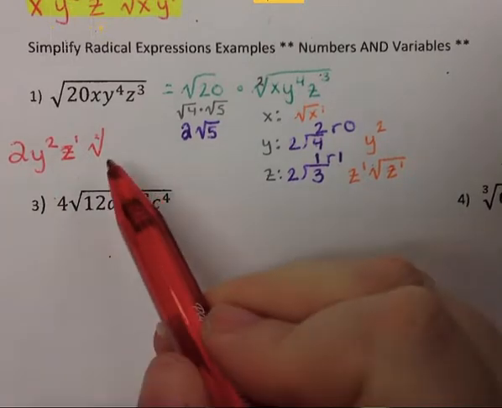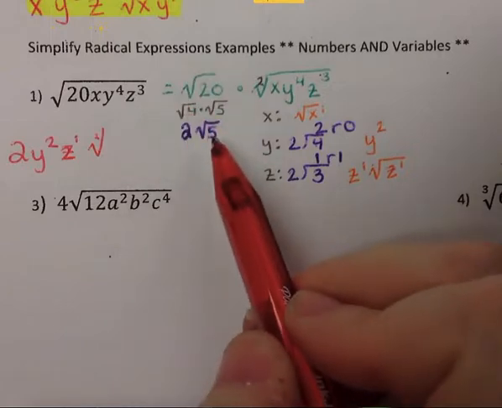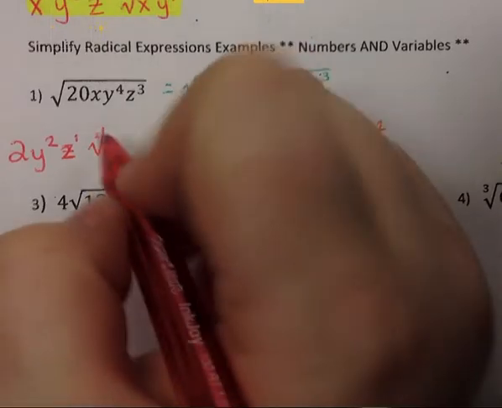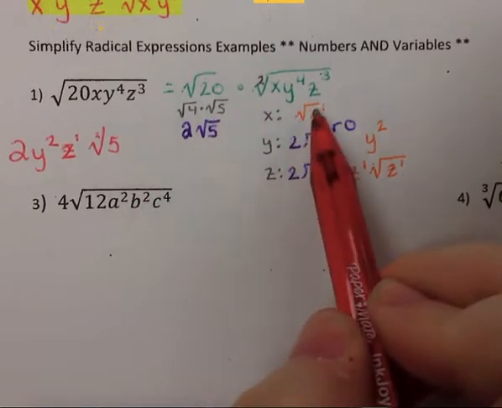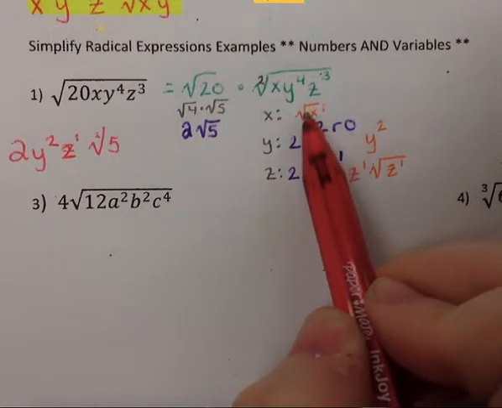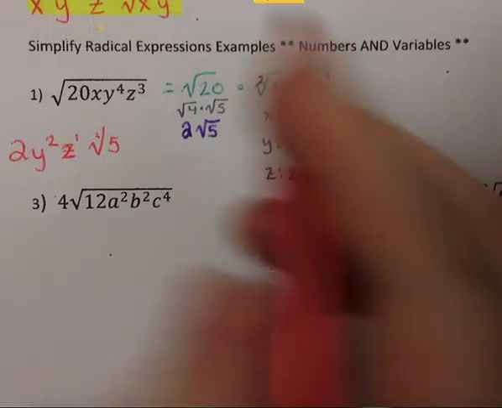So now I need all my radicands. So I go to my number first. My radicand for my number is 5. Then I go to the x's. The radicand for the x's is x to the first because this is inside the radical.